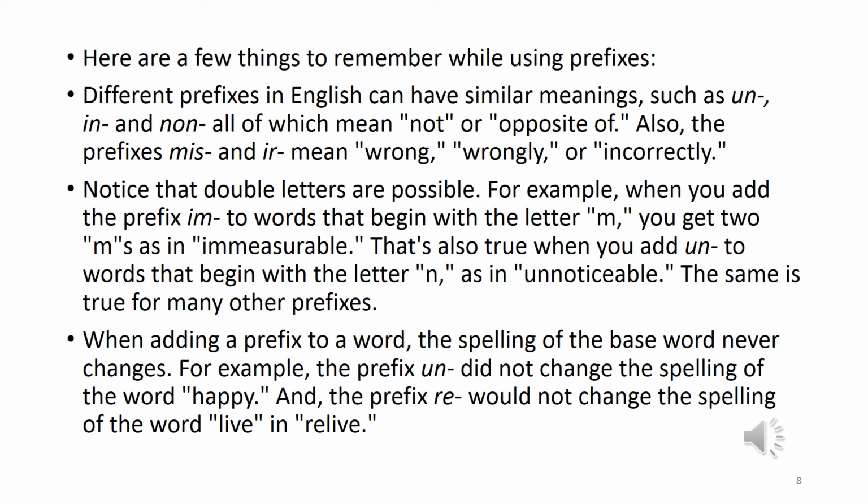When adding a prefix to a word, the spelling of the base word never changes. For example, the prefix un did not change the spelling of the word happy, and the prefix re would not change the spelling of the word live in relive. That means the base word or the root word or the stem word remains unchanged. The spelling does not change when a prefix is added, but the meaning gets changed.